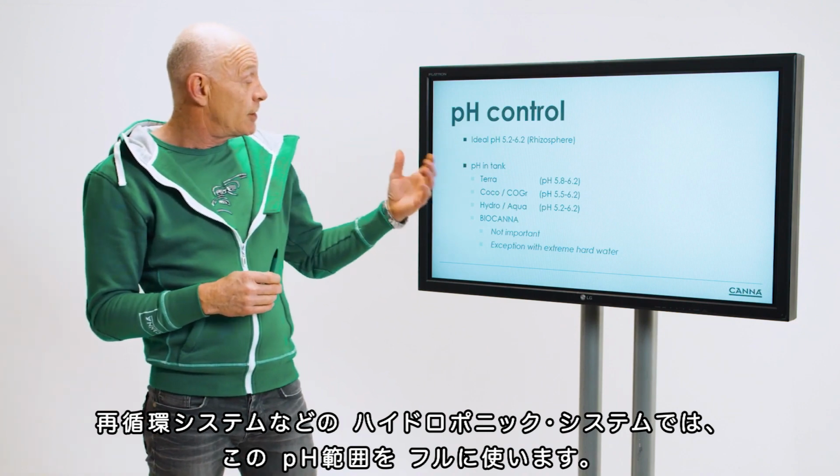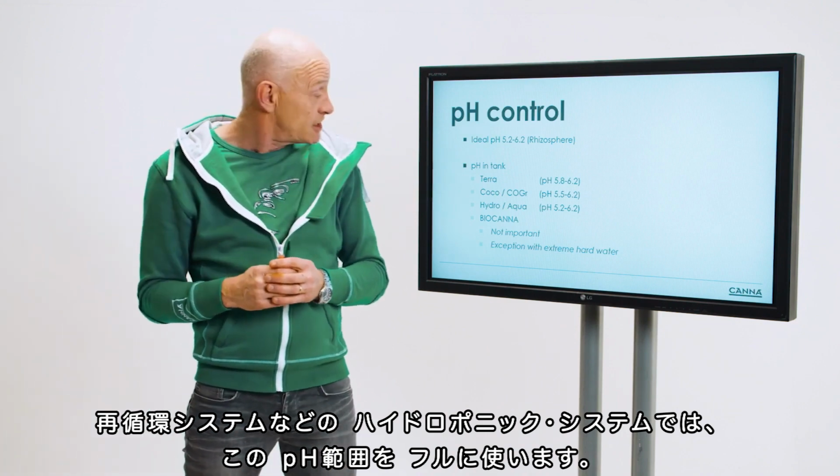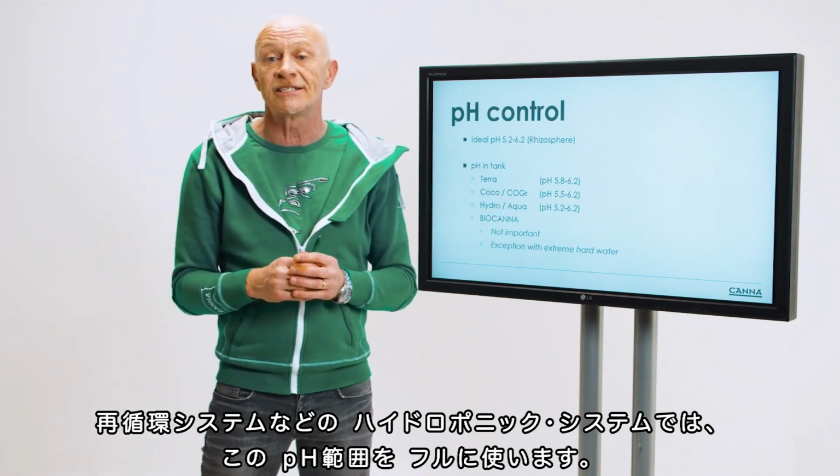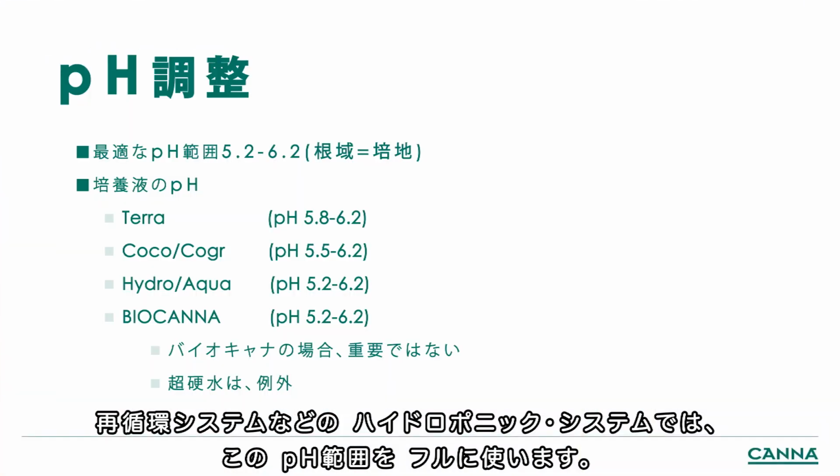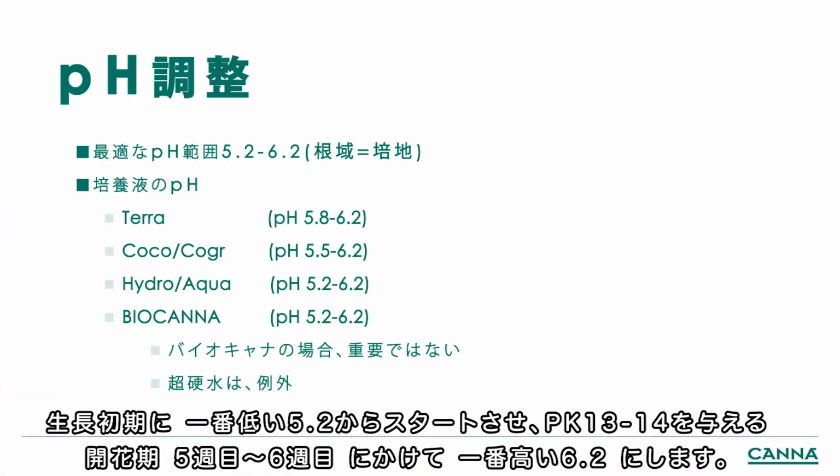And for the hydroponic systems or recirculating systems, you can make use of the full range from 5.2 in the beginning in the vegetative phase, and 6.2 the highest number, which is in flowering week 5, 6, when we try to give the extra PK 13-14.